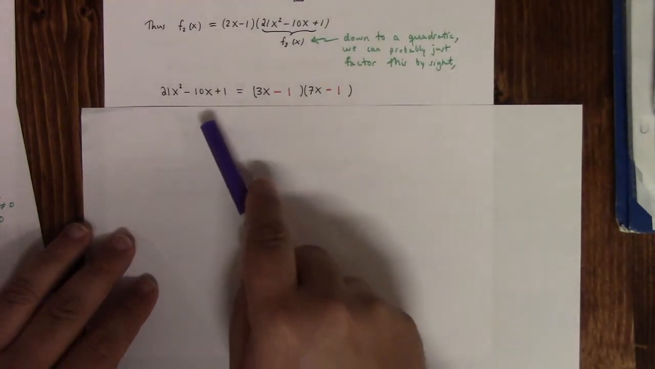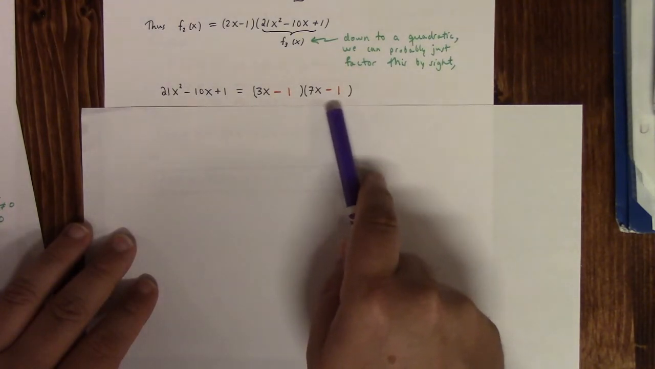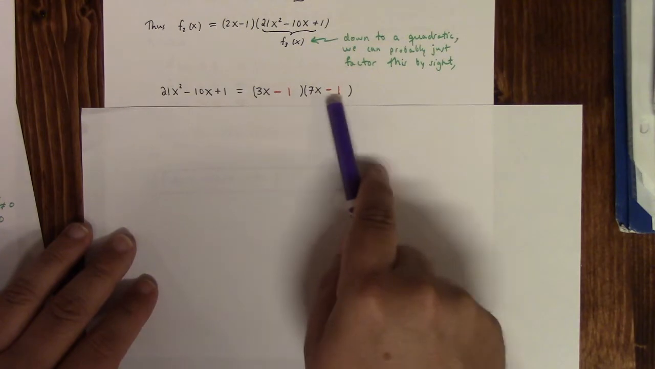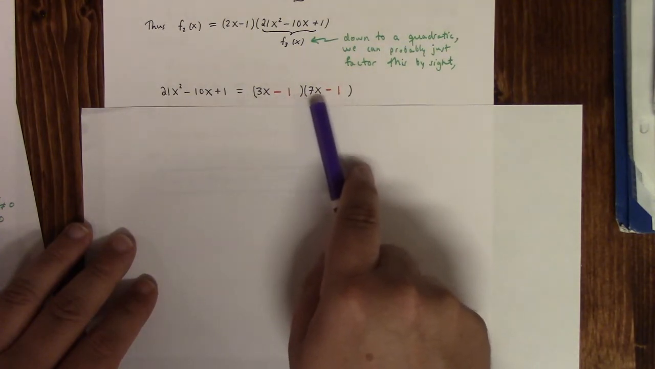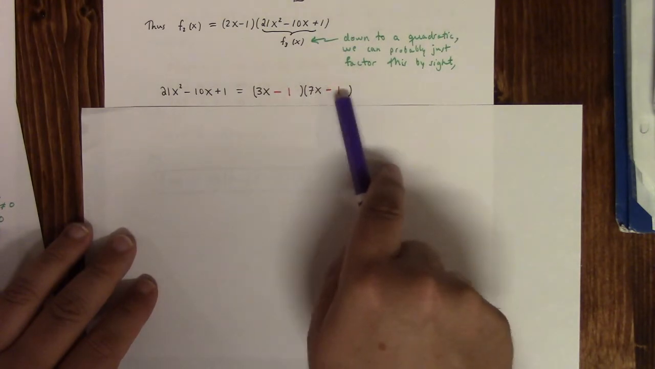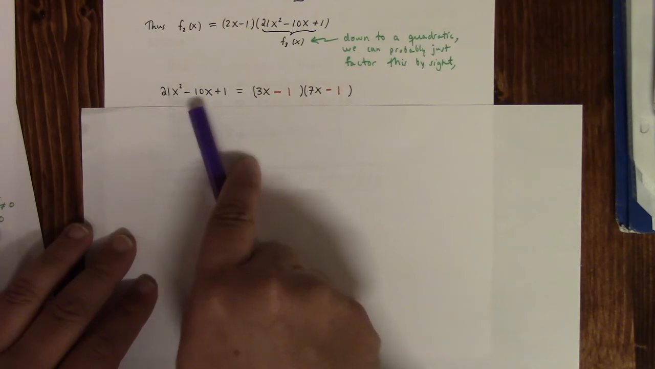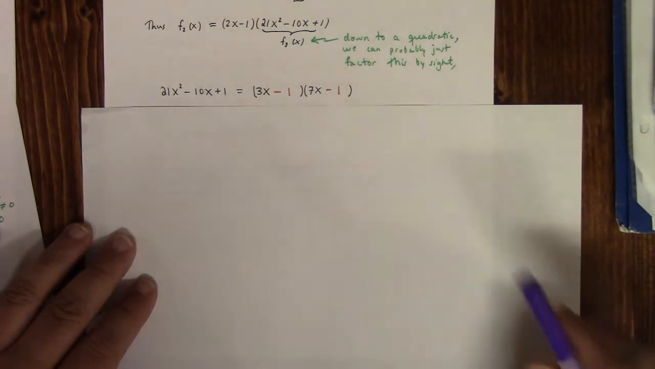That 21x squared minus 10x plus 1 would be 3x minus 1 times 7x minus 1. I'm drawing the red in here. I know first I drew down the 3x and the 7x from the 21x. And then I thought about what I had to put there. It's either 1 and 1 or minus 1 and minus 1 because I got a 1 here. But since I got a minus, it has to be minus and minus like that.